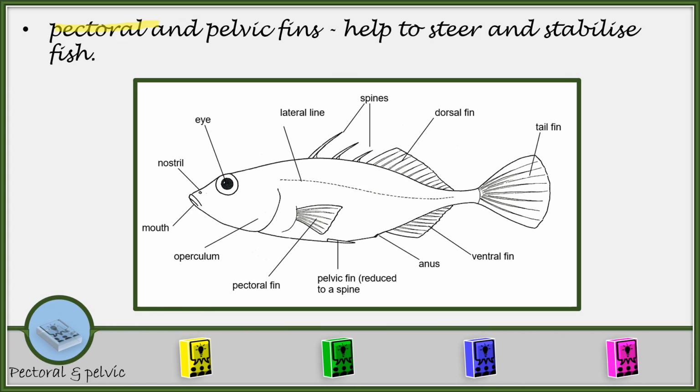The pectoral and pelvic fins. The pectoral fin is this fin here on the sides, and the pelvic fin is this fin here at the bottom. These ones help to steer and stabilize the fish. They are the ones that are used to steer the fish. If the fish is going in front, it uses the pectoral fins to steer, and they are also used to stabilize the fish in the water.